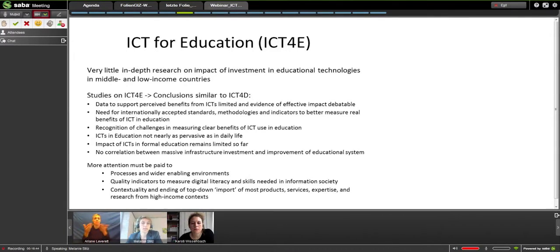And contextuality and an end to the top-down import of most products, services, expertise and research from high-income contexts. So also in terms of research, it is important that there's a stronger participatory approach of cooperating with researchers in the countries that the projects are based in.